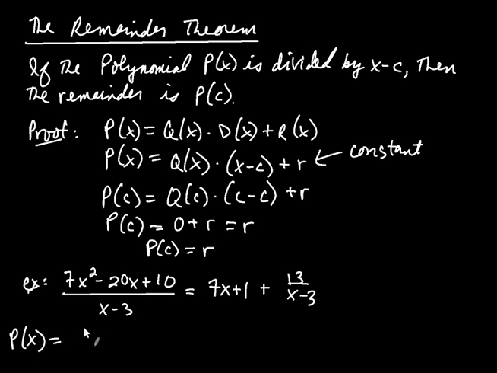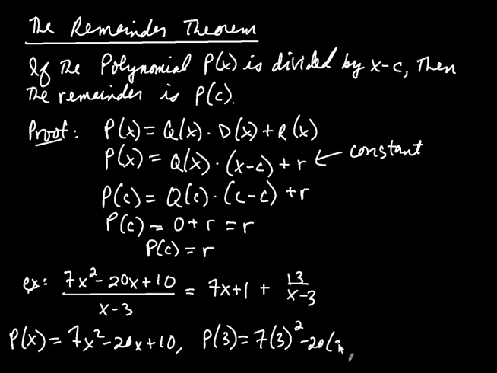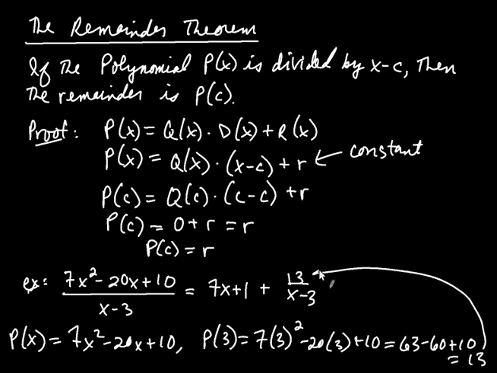So if the polynomial p of x in the numerator is 7x squared minus 20x plus 10, what do you get when you plug in 3? Let's check. P of 3 is equal to 7 times 3 squared minus 20 times 3, and then plus 10. That's equal to, well, 9 times 7 is 63, take away 60 plus 10, and that's equal to 13. And that's a check, right? Because that's exactly equal to our remainder. So it seems like the remainder theorem is true, and you can get the remainder of division by simply plugging the c into the polynomial.